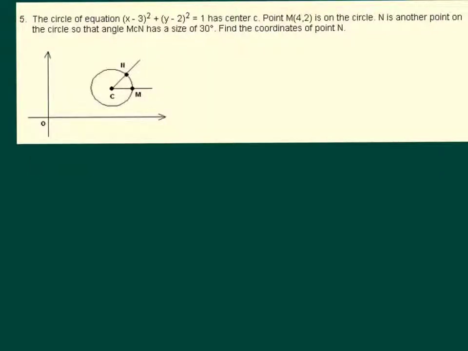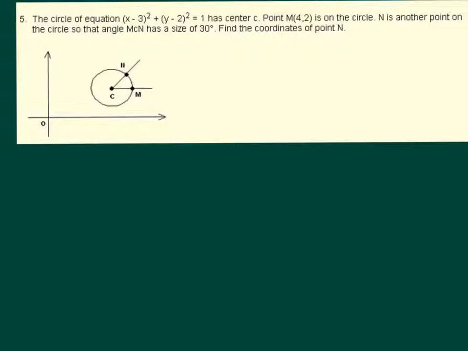We are given the circle of center C(3, 2) and radius 1, a point M(4, 2), and another point N, and the angle MCN, which has a size of 30 degrees. We are asked to find the coordinates of point N.